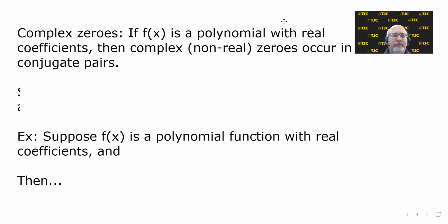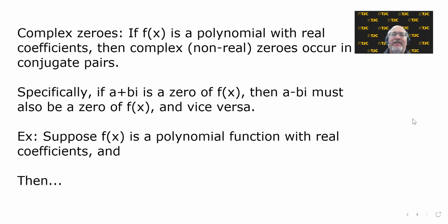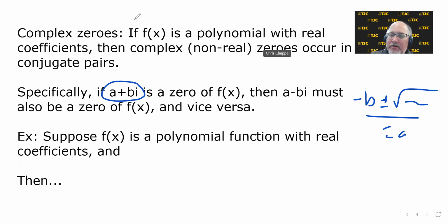Now, what does that mean? Well, it means this. Specifically, if a plus bi is a 0 of f of x, then a minus bi must also be a 0 of f of x and vice versa. The reason for this stems from the quadratic formula, loosely speaking, because when we got solutions that look like this, it's usually because we broke out the quadratic formula, negative b plus or minus the square root of some stuff over 2a. And sometimes this had a negative under it, which created an i with a plus minus in front.